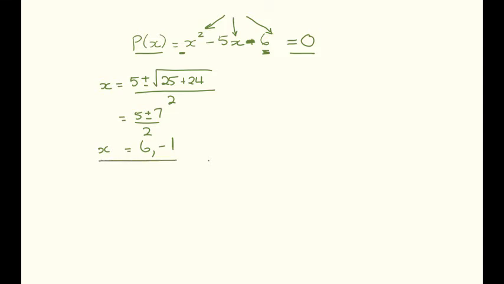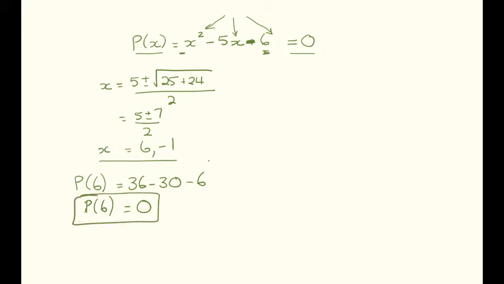So if, for example, I took p of 6 and I plug that in, then I would get 36 minus 5 times 6 minus another 6, which is 0. So this illustration here, the fact that p of 6 equals 0, is an example of the remainder theorem, which is that if I get a remainder of 0, this thing is a root or a factor. If I plug in something else, which isn't a factor, I will get a remainder.